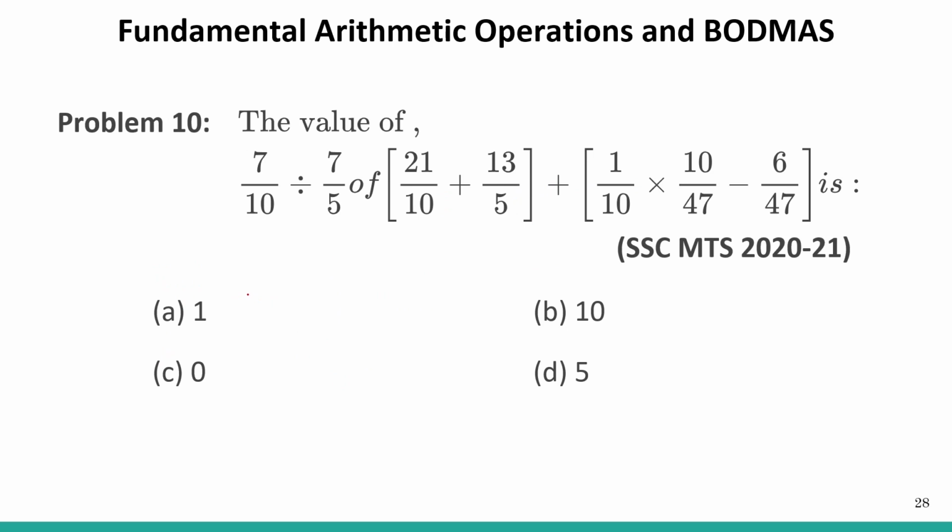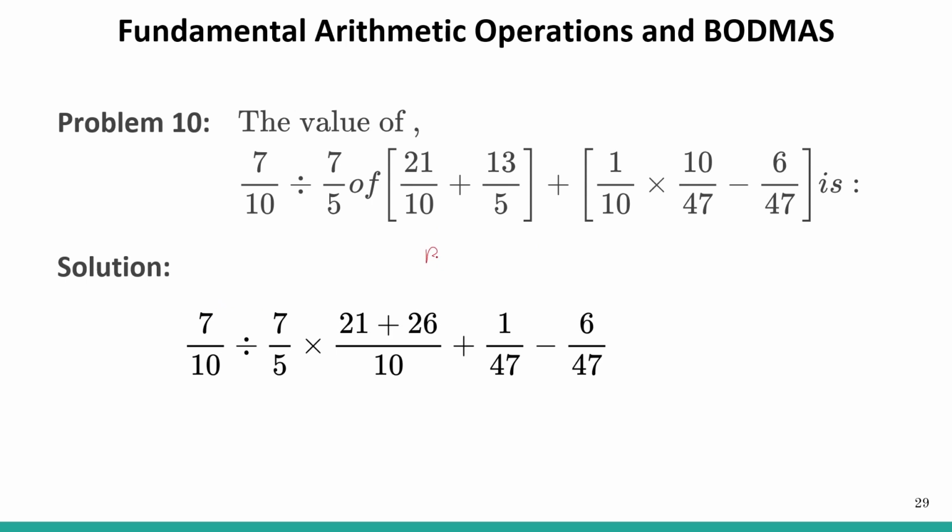So let's see problem number 10. What problem number 10 asks us is some similar questions. That is 7 by 10 divide 7 by 5 of 21 by 10 plus 13 by 5 plus 1 by 10 into 10 by 47 minus 6 by 47. It has appeared in SSC MTS 2020-21. So let's see, is the answer 1, 0 or 10 or 5? Let's see which is the correct one.